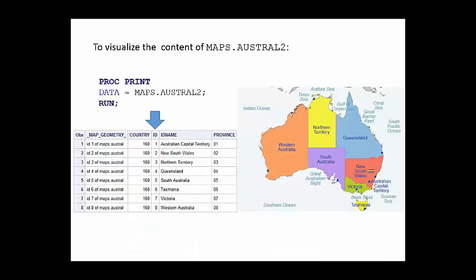Here we have a printout of the maps.austral2 dataset. From the previous slide, we know that there are 8 different IDs in the shapefile maps.austral. Here we can see the provinces they represent. As shown in the map on the right, there are 8 provinces in Australia, and the name of each province is listed in this dataset. The second shapefile can be ignored right now.